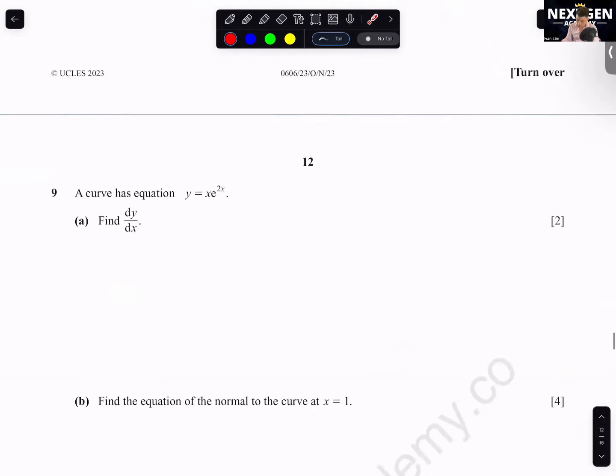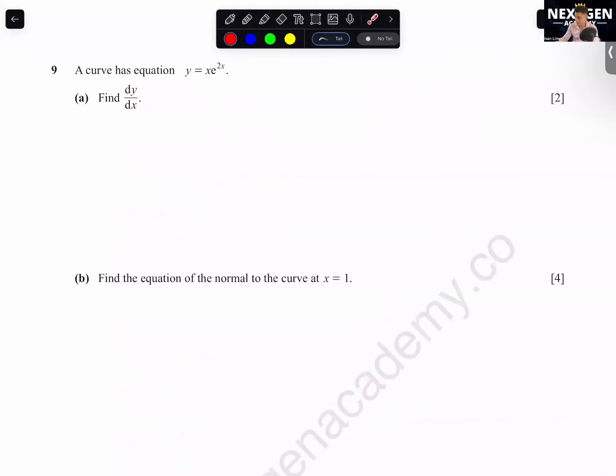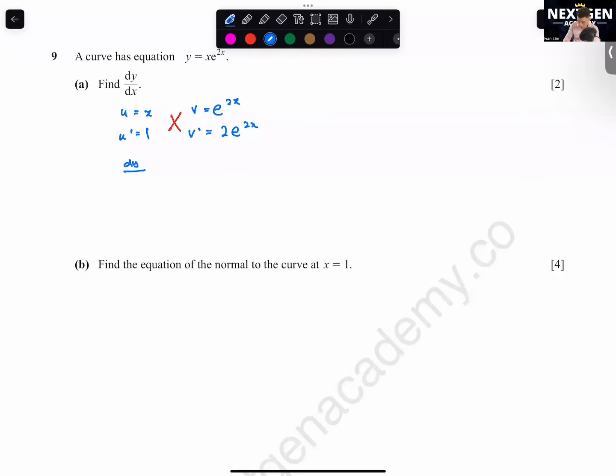Right, let's move on. Question 9. This is a differentiation question. A curve has equation y equals x e power 2x. Find dy over dx. This is a product rule. So u equals x, v equals e to the 2x, u prime is 1, v prime is 2e to the 2x. The product rule is u v prime plus v u prime.